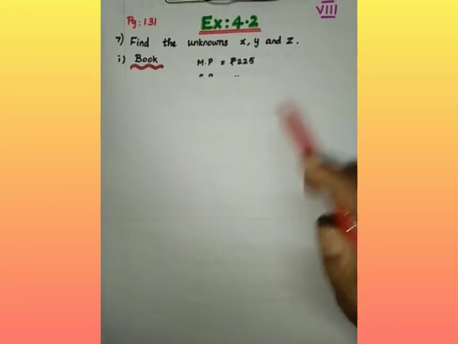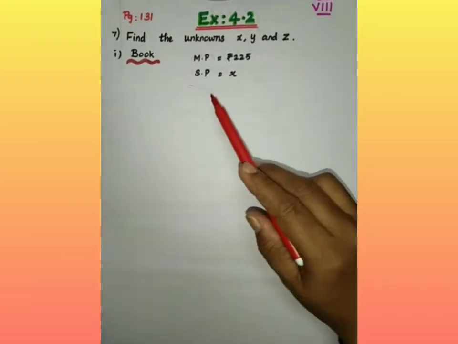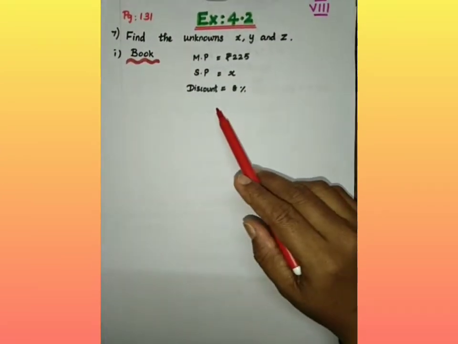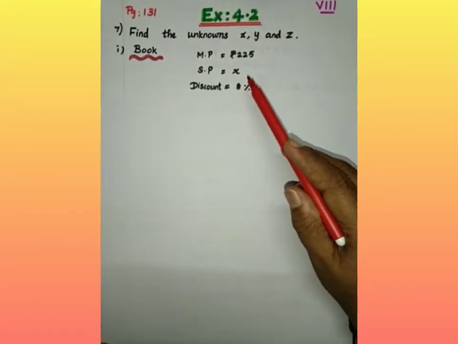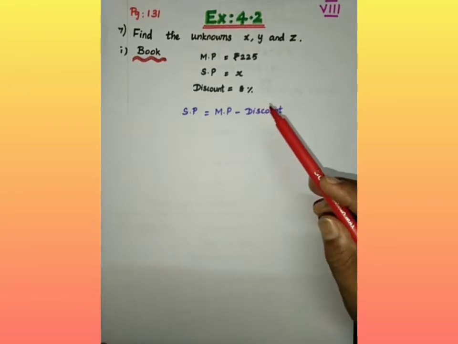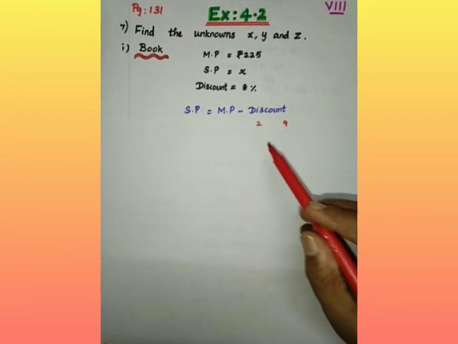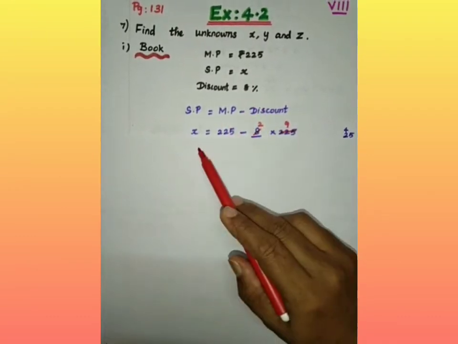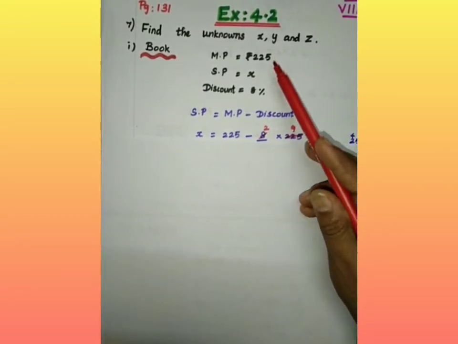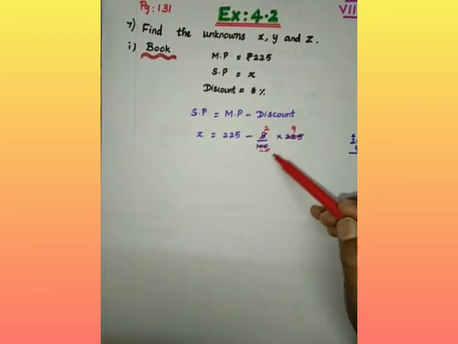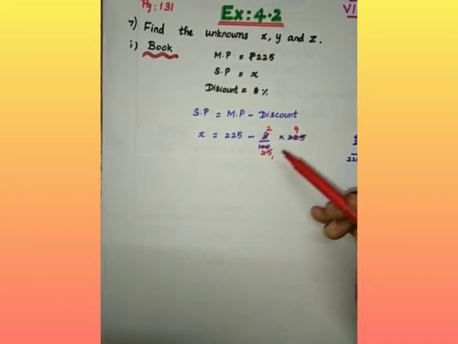So first subdivision, book: MP, marked price, is 225 rupees and SP is given as x, and discount is 8%. We are going to find out the SP value, that is the x value. Here we already know the formula: SP equals MP minus discount. So MP is 225, SP is x, minus discount, which is always calculated on marked price. So we can write 8% of marked price. Marked price is 225. Then we cancel with the fourth table.